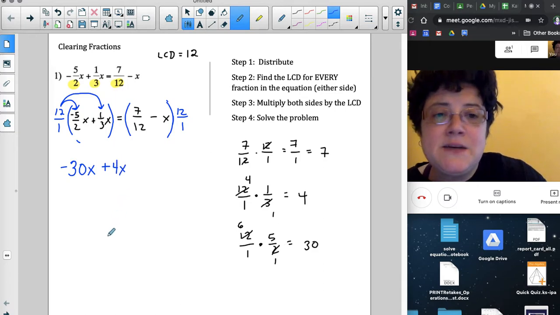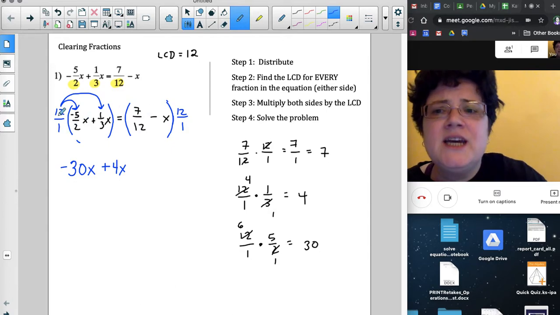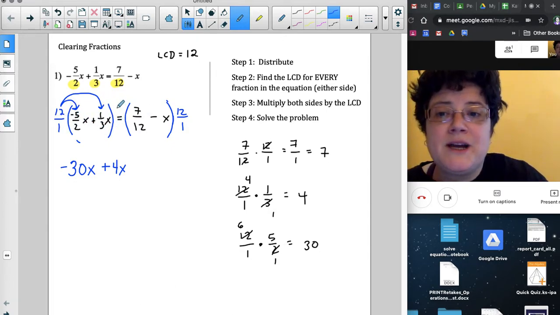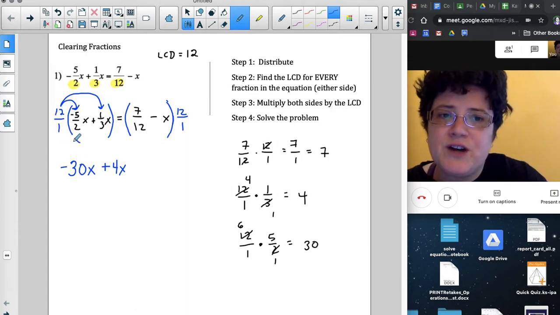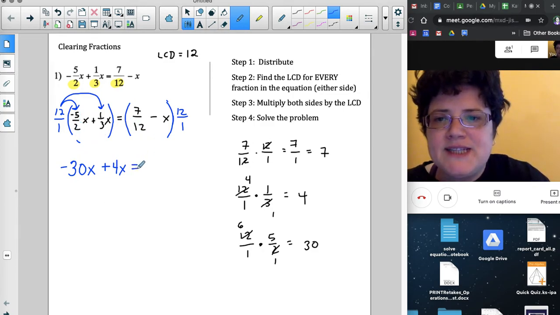Here's a little tip. Don't cancel as you distribute. Don't cancel this one here. Do it off on the side in scratch work, because if you cancel it here, you might forget that you are still multiplying the second term by the whole 12. You're not multiplying it by whatever's left over after you multiplied it by the first one. Okay. And so that's then equal to, now I'm going to do the same thing on this side. I'm going to multiply both of these by 12. So 7/12 times 12 is 7.